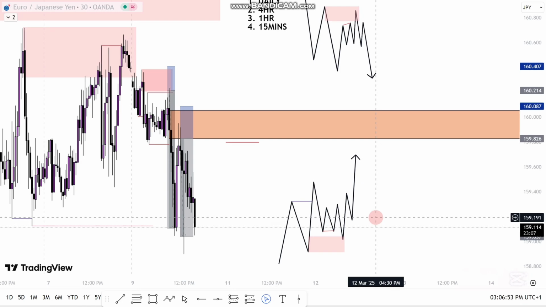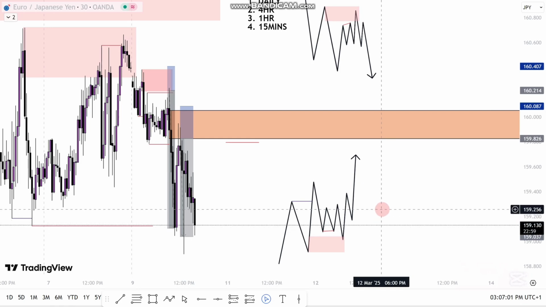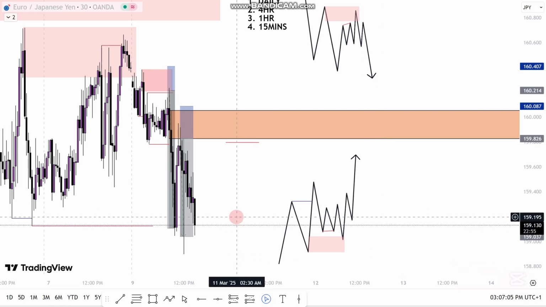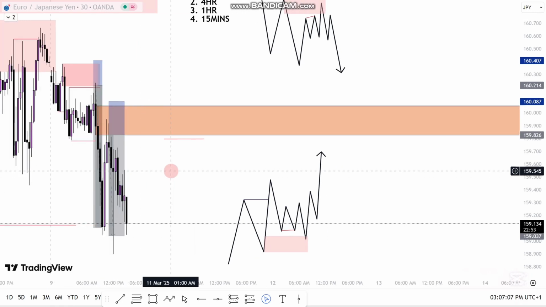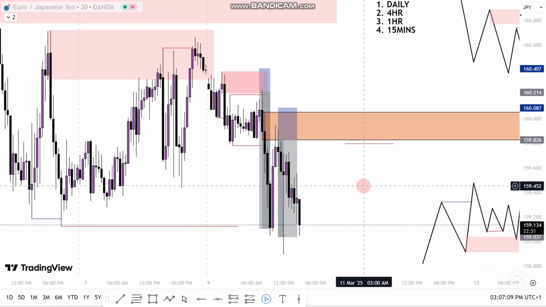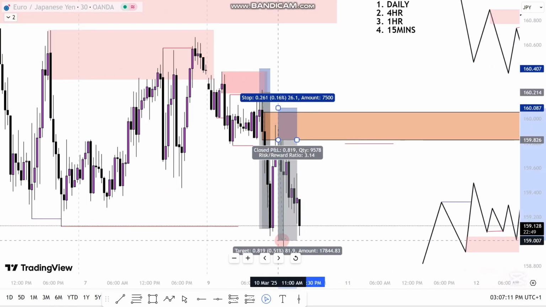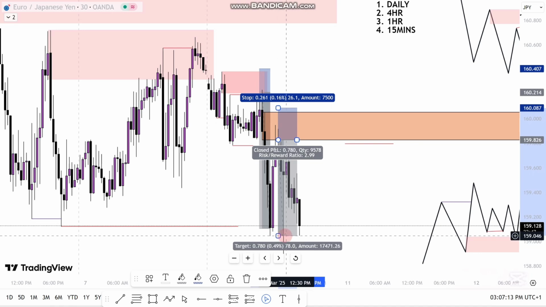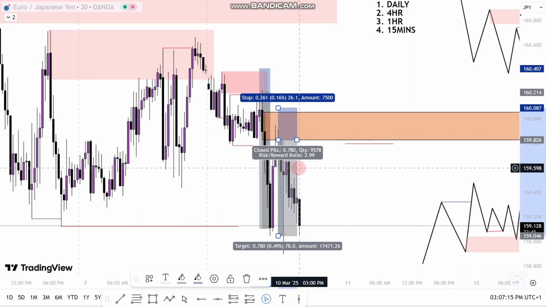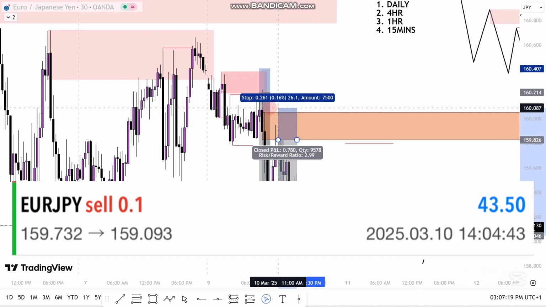Your 1-hour time frame is the time frame where you mostly spot your liquidity points, and also on the 15 minutes, which is the last time frame, you'll be entering your trades. So looking at this Euro JPY sell that I took this morning, which has already hit take profit, the news just drove price to the downside and it has hit the 1 to 3 take profit, and that is the screenshot right there.